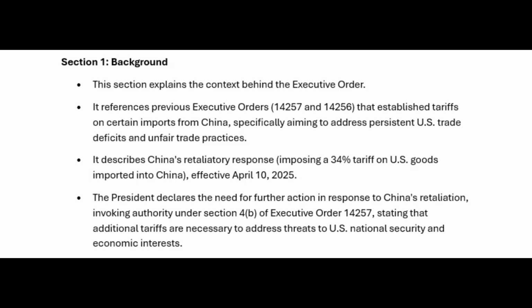The President declares the need for further action in response to China's retaliation, invoking authority under Section 4B of Executive Order 14257, stating that additional tariffs are necessary to address threats to U.S. national security and economic interests.